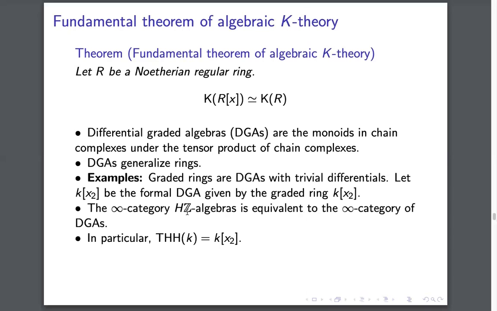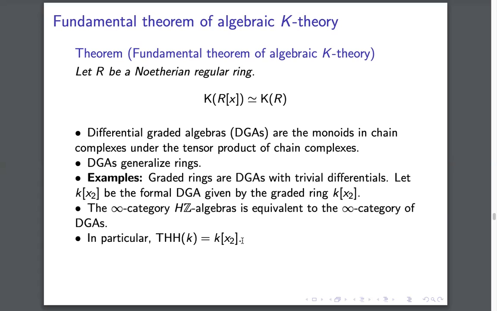You can look at the algebras over it, right? Then if you look at these spectra with the structure of an HC algebra, that's the same as DGAs. In particular, for obvious reasons, THH of K for a perfect field K, as I said before, precisely corresponds to the formal DGA K[x_2], right? So when we say the algebraic K-theory of THH of K, that's at the same time the algebraic K-theory of this formal DGA with polynomial homology.